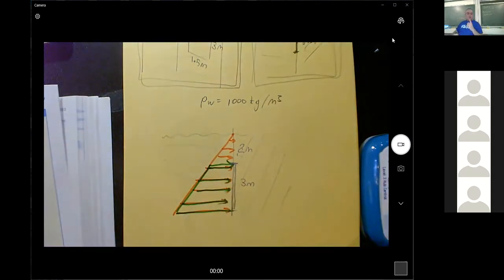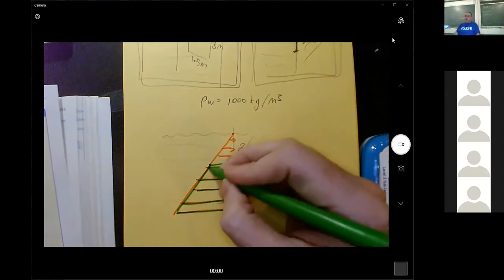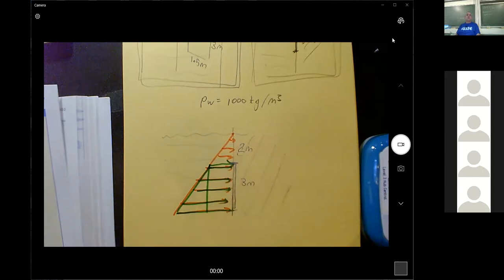So as far as I'm aware, the trick that most people use is they cut this into 2 pieces this way, so that there's a rectangle here, and I know where the centroid of a rectangle is, and there's a triangle here, and I know where the centroid of a triangle is. And so I can turn this pressure into 2 forces and then combine those 2 forces together afterwards.